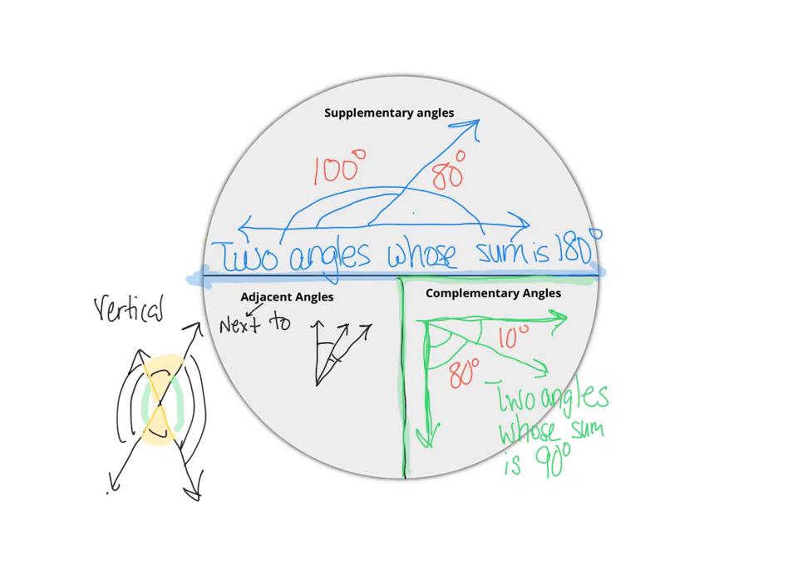And I remember it this way because they kind of make a V and their butts touch. I say their butts touch. So they share a vertex and they have the same measurement, and that's what makes them vertical.